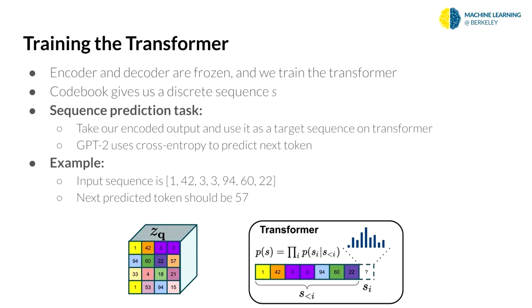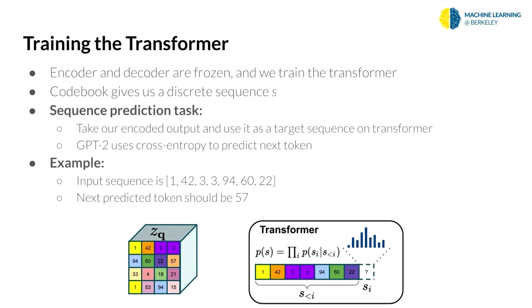Okay. Now that we've used this loss function to train the VQ VAE as well as the GAN, we want to train the transformer. Again, the purpose of this transformer is that we want to use it to output images. So how can we do that? We freeze the encoder and the decoder and we start training this transformer. The codebook gives us a discrete sequence S, and we train the transformer on this discrete sequence S.